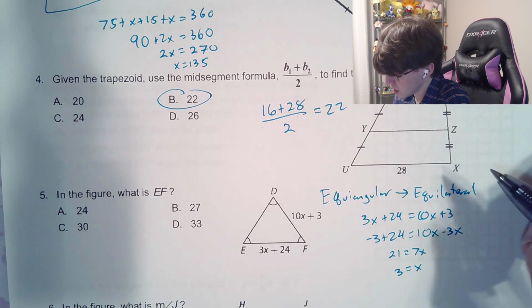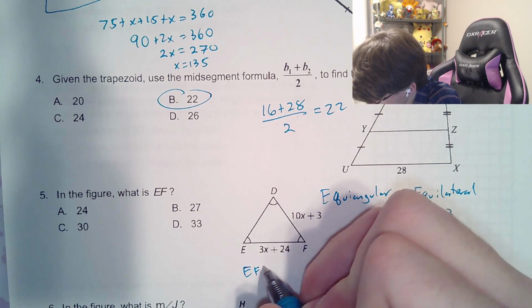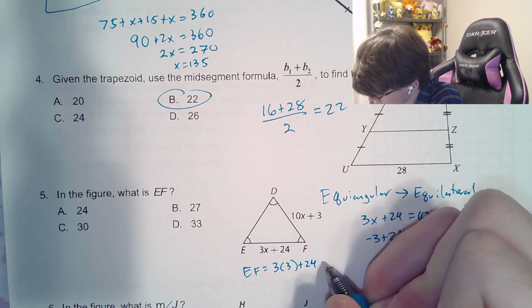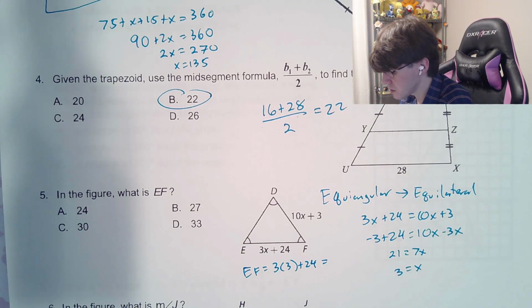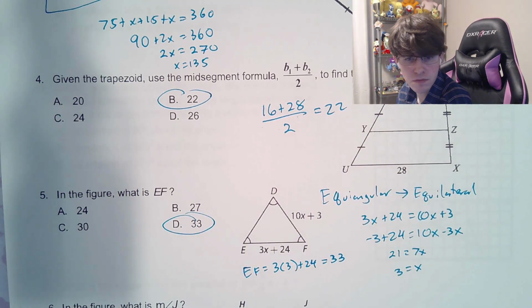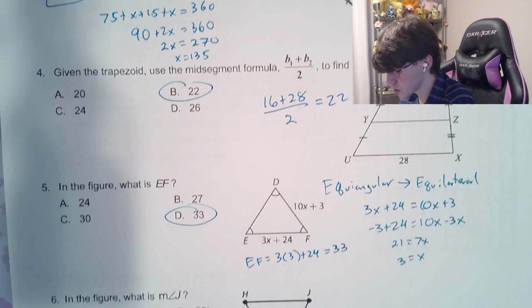It wants to know what is EF. So EF, if we measure it there, is going to be 3 multiplied by 3 plus 24. Throw that into your calculator, you get 9 plus 24 is in fact 33. Moving on to the next question.